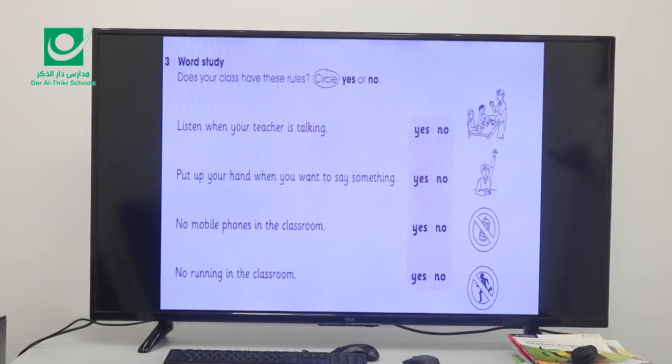Now this one, does your class have these rules? Circle yes or no. Okay? It depends on your class. So you can circle yes or no.